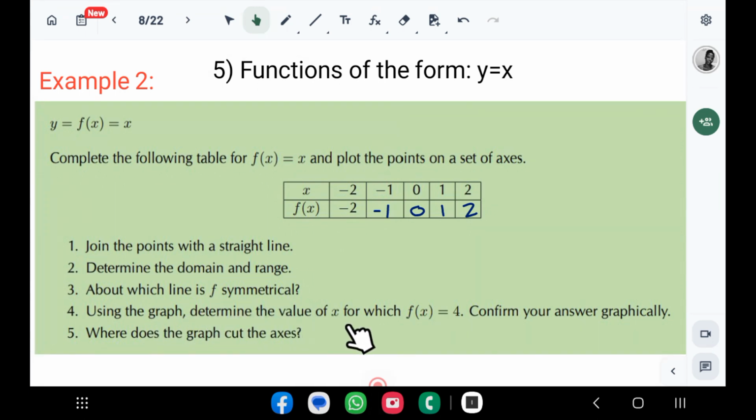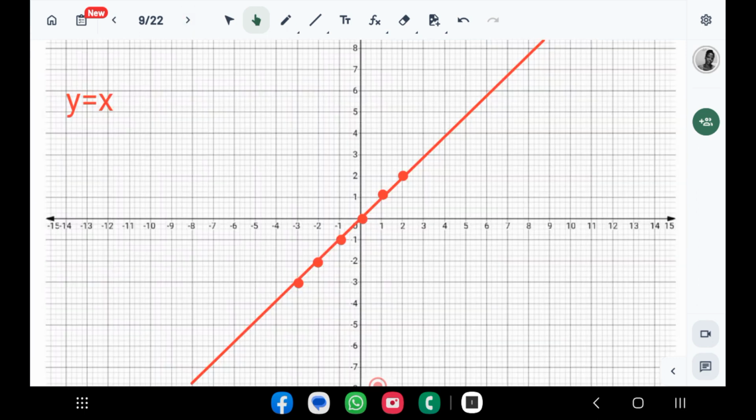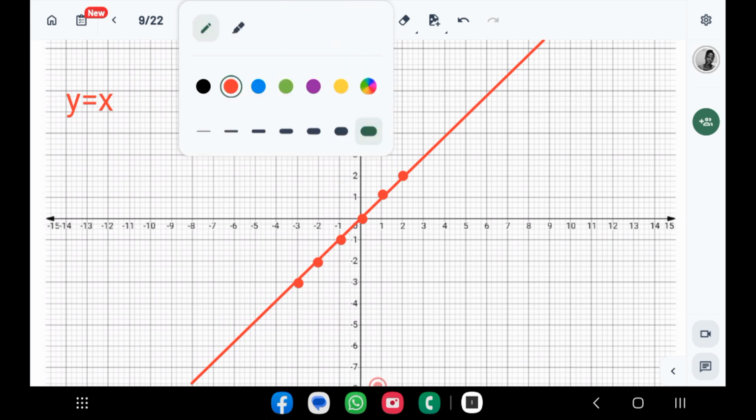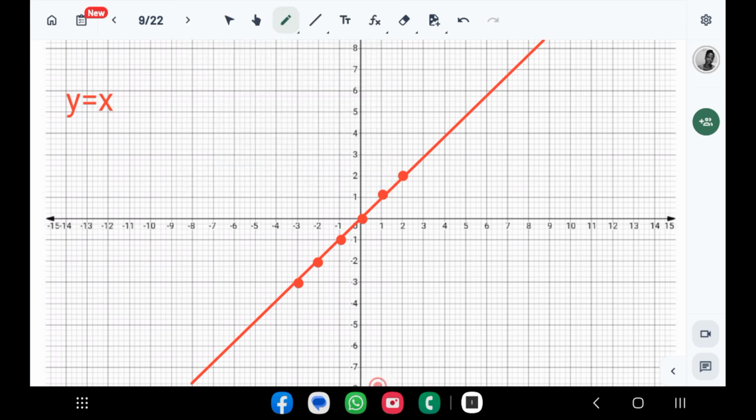Using the graph, determine the value for x when f of x equals 4, when y equals 4. Okay, what happens when y equals 4? When y equals 4, x equals 4. And that's how you answer that question there. There is the point. That is the point.